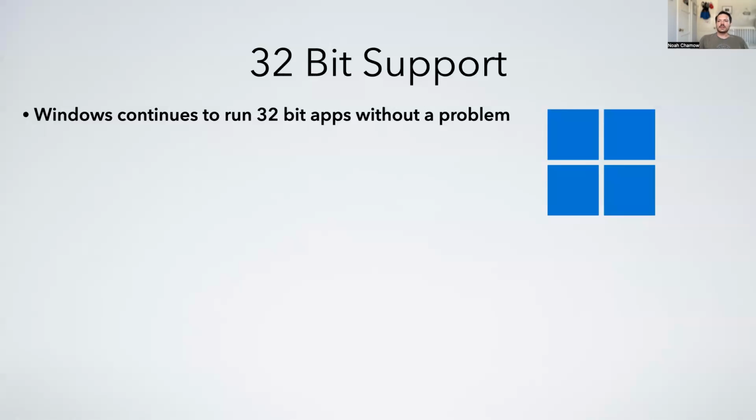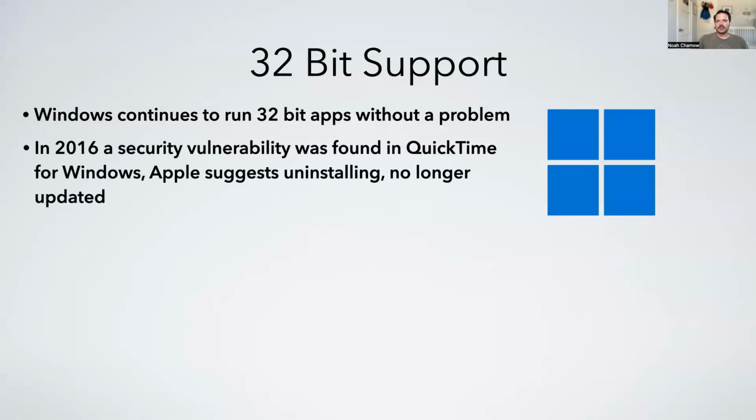But that doesn't mean that QuickTime on Windows is without its issues. In 2016, a security vulnerability was found in QuickTime for Windows. Because of that, Apple suggests uninstalling it, and it's no longer updated. Actually, what happened was Apple said, we're not going to update it anymore, and then quickly after that, a security vulnerability was found. So from a security standpoint, QuickTime on Windows is not secure, and it's not recommended by Apple or Microsoft.